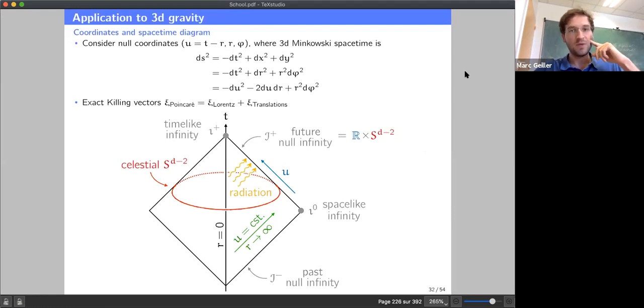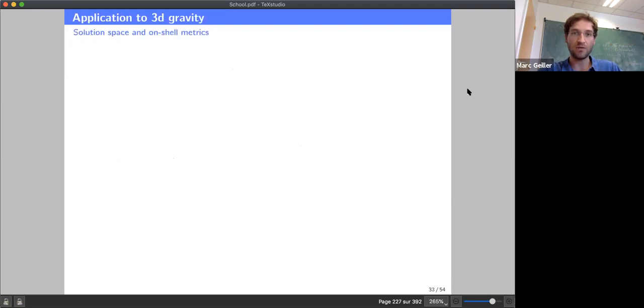So just to summarize, what we did last Tuesday was to discuss a bit the asymptotic structure of three-dimensional gravity. And this is because it's a bit easier than four-dimensional gravity, which I will briefly mention at the end, hopefully today. So just to briefly summarize what we did at the end of the previous lecture, we used these so-called null Bondi coordinates, which led to this form of the space-time diagram, to discuss on-shell metrics and asymptotic symmetries in three-dimensional gravity.